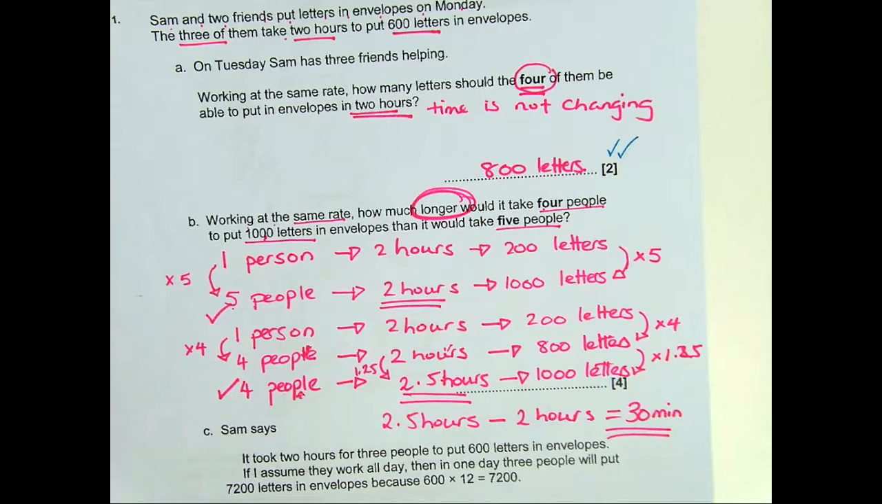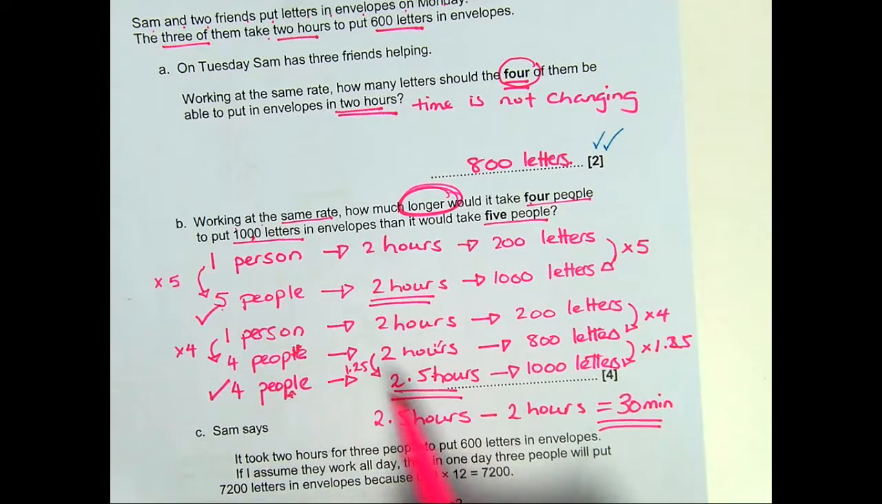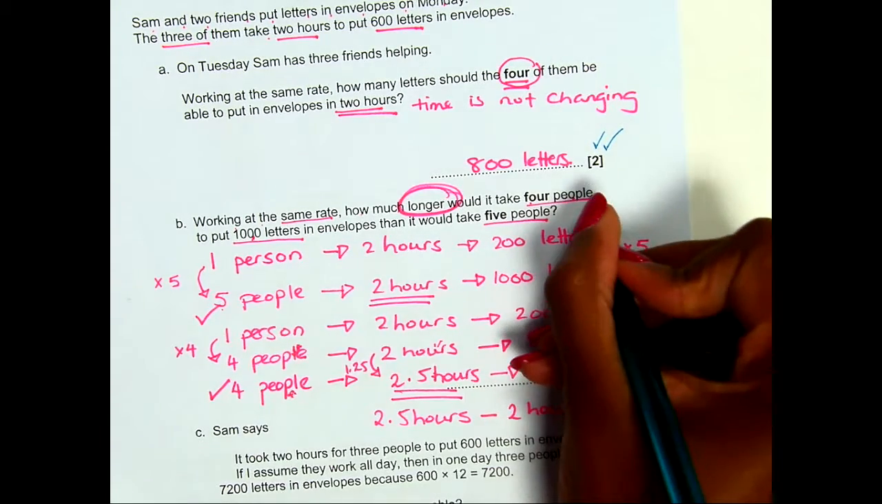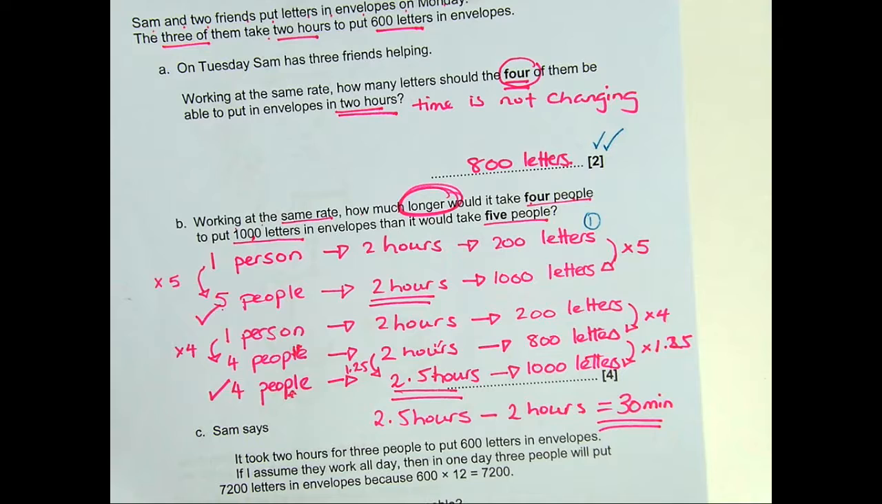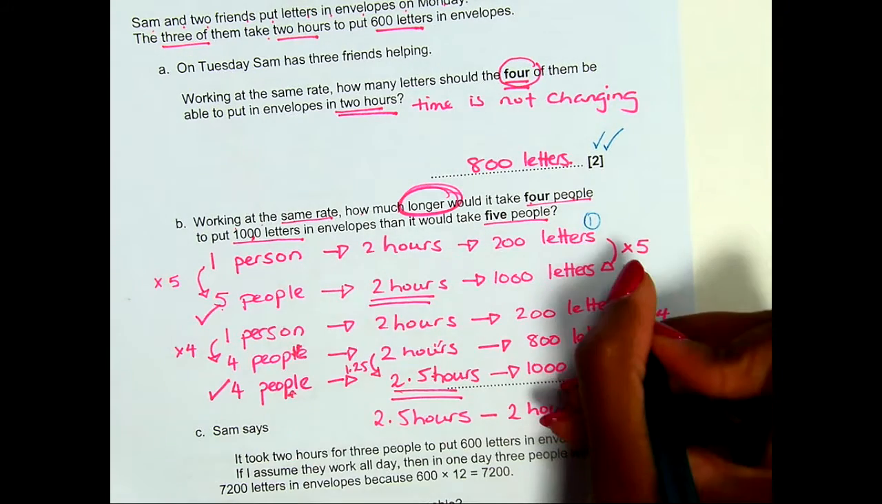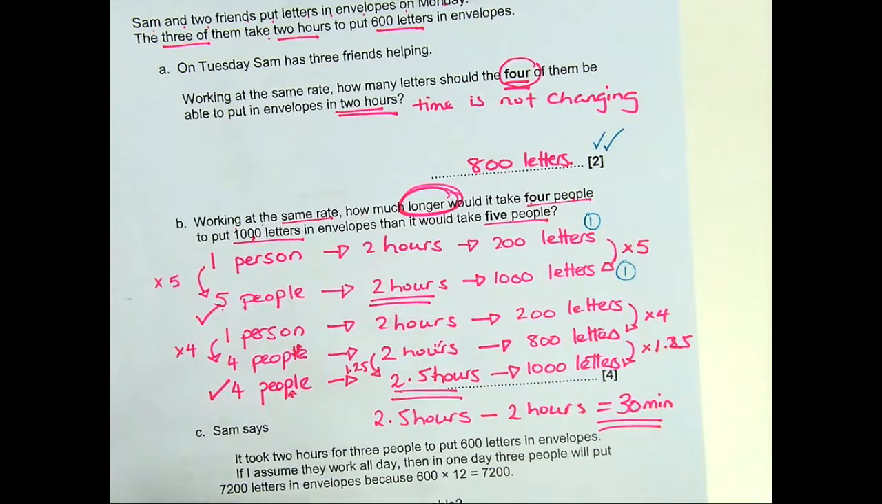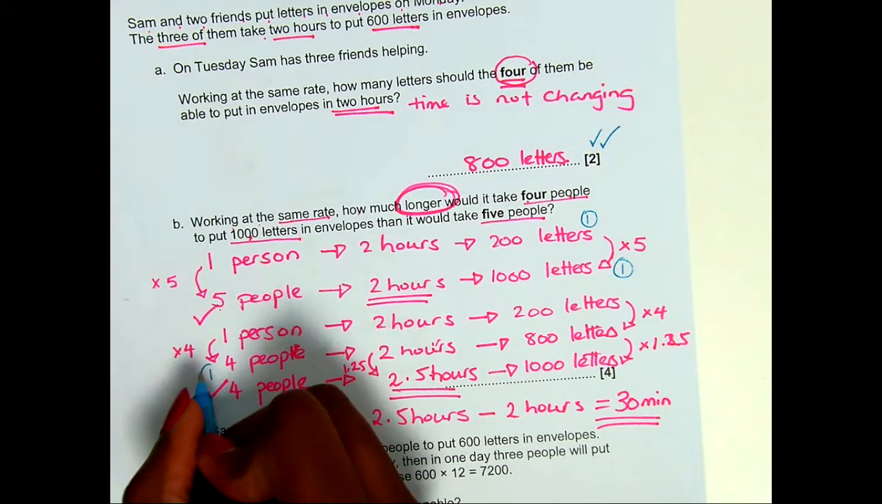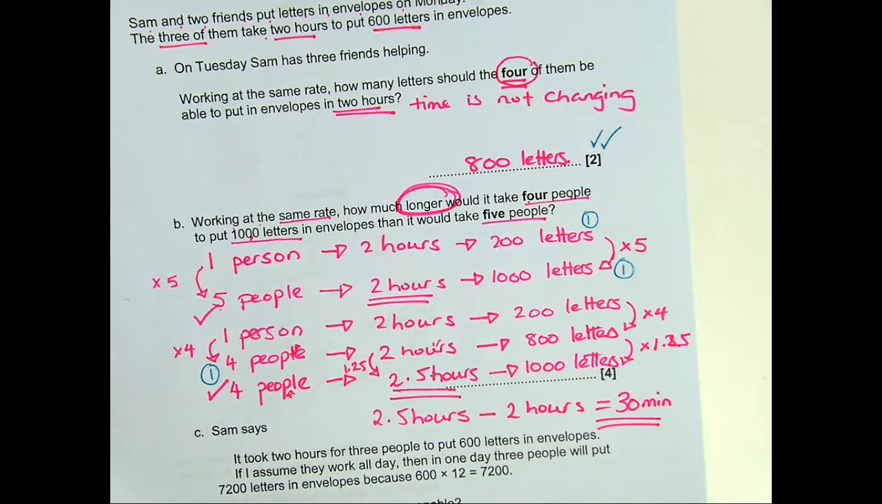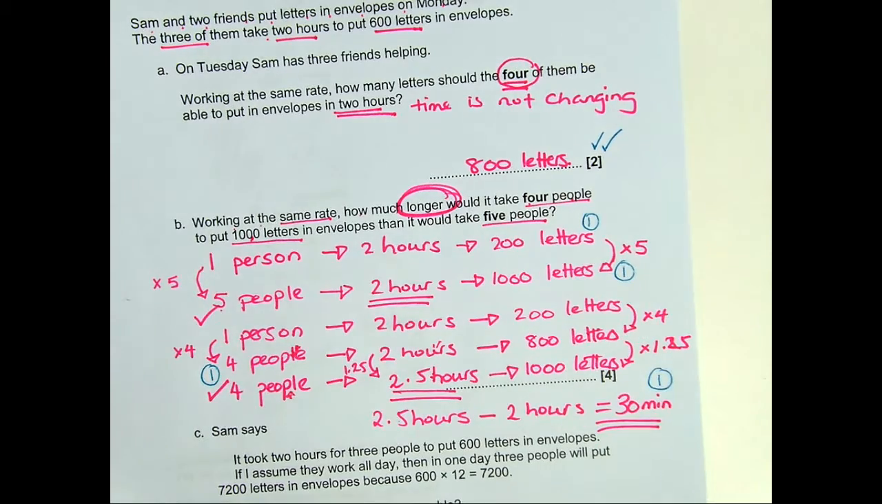Okay. So this is one that has a lot of bits to it, but it really is worth the 4 marks. Now, how do I get the 4 marks? I get 1 mark for working out 1 person. I get another mark for working out for 5 people. I get another mark for working out for 4 people. And I get my final mark for making sure that I minus my 2 answers from each other. So that's 4 marks. Okay.